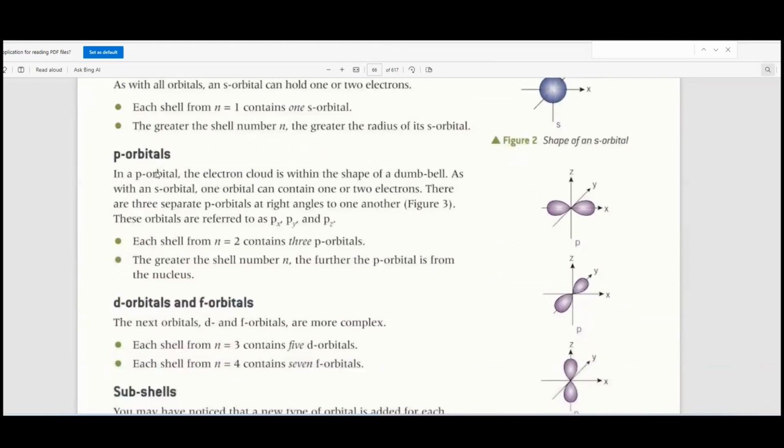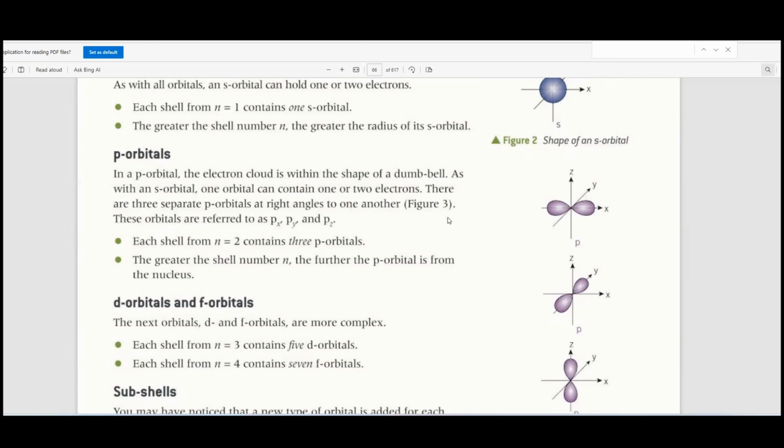P orbitals. In a p orbital, the electron cloud is within the shape of a dumbbell. So this looks like a dumbbell. I don't know if it looks like that or not. As with an s orbital, one orbital can contain one or two electrons. There are three separate p orbitals at right angles to one another.